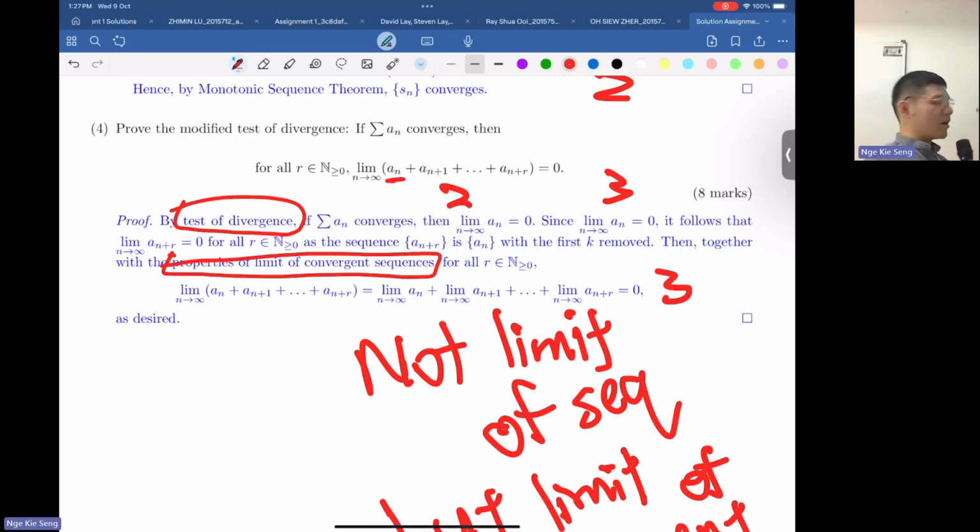But the hard thing is how to understand this a_{n+1}, a_{n+r}. I think this is the hardest thing here. Once you understand it, I think it's not too hard. So this is the first step. I guess the first step is in LA, right, when you do the general n proof.